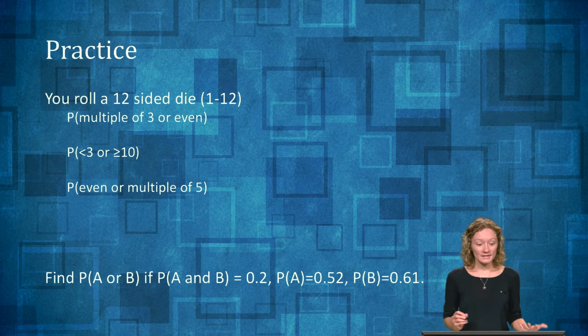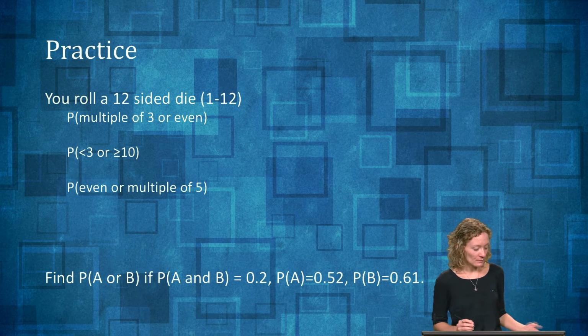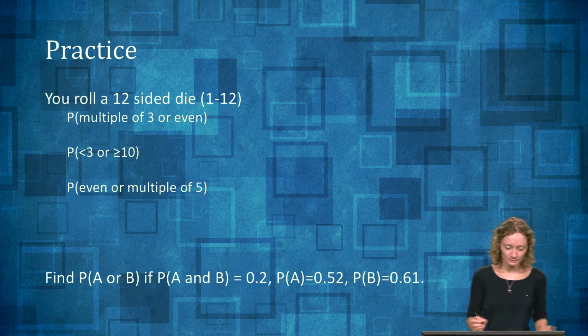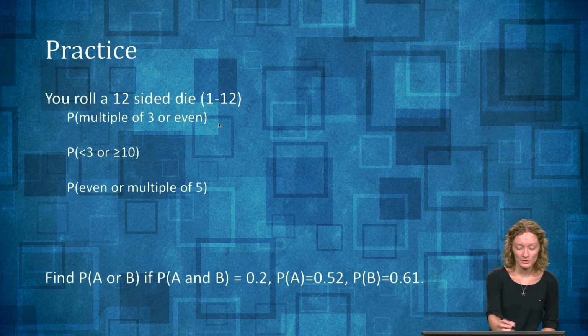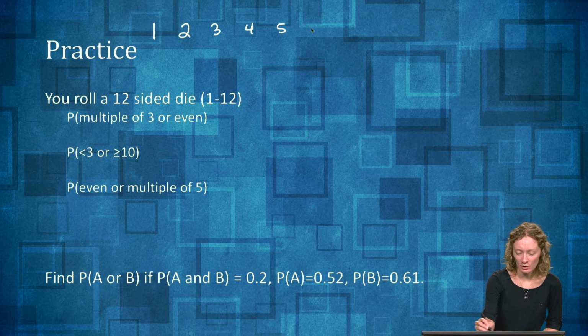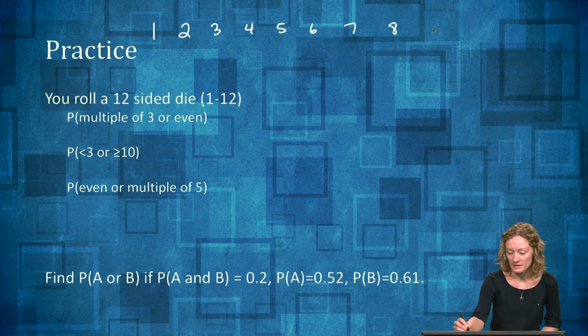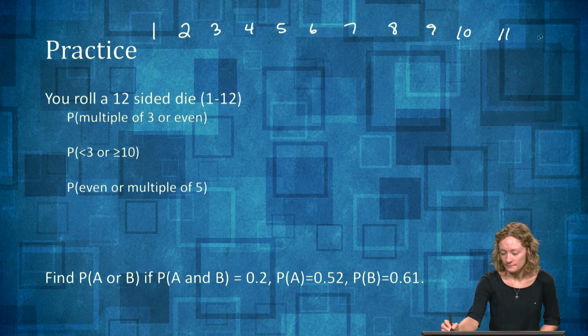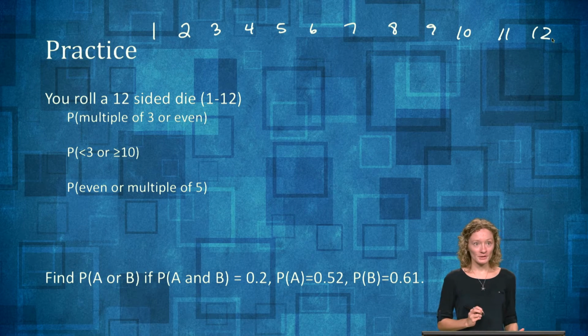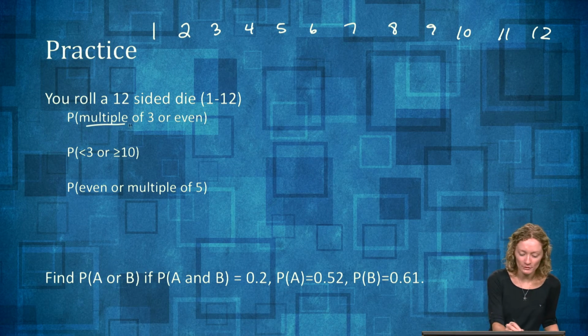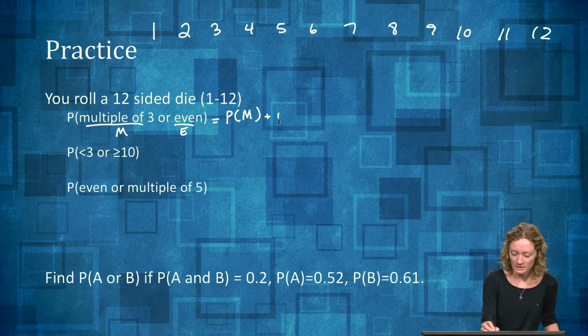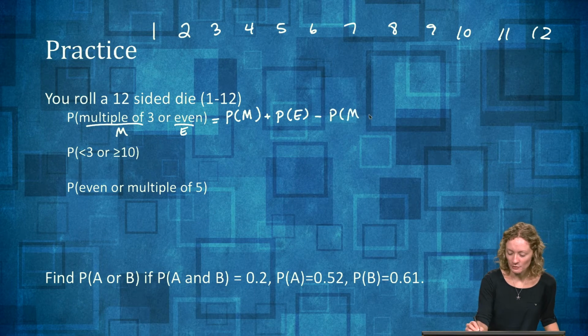Okay. All right, so let's go through these problems, and we're going to go through them both ways because in this case we have options of 1 through 12. So we can physically list all of them out without going crazy. Let's do formula first. Probability of multiple of 3 or even. Probability of multiple of 3 plus even minus probability of multiple of 3 and even.